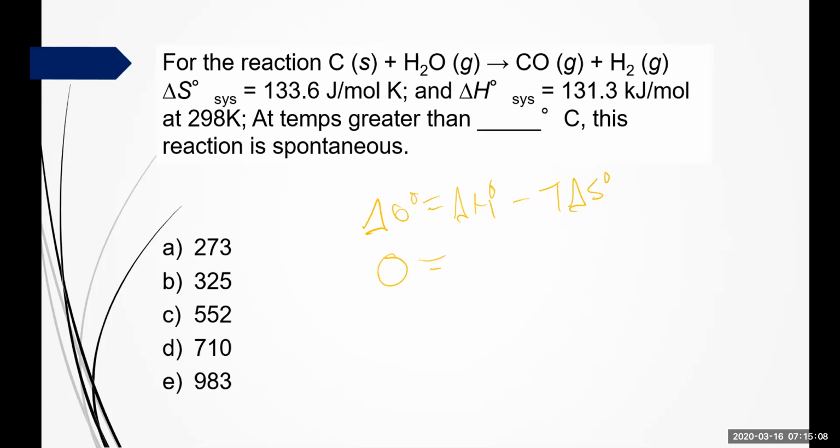Right? And so we know that this is positive 131.3 kilojoules per mole. And this one, I'm going to go ahead and change it into kilojoules per mole as well. So we can see that as our temperature goes up, this term is going to dominate more. It's going to eventually drive us negative. And so we know that any temperature that's above what we find is going to be when we're going to be spontaneous. So we take that 131.